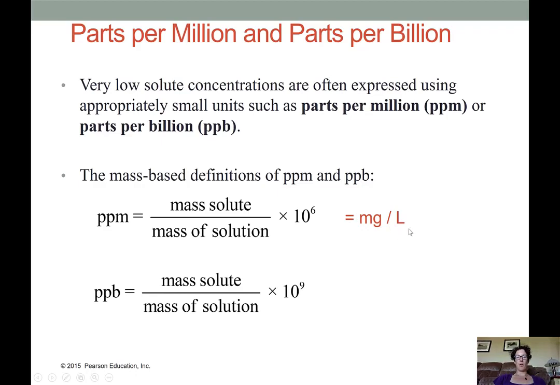Now, if we use a liter of water instead of a milliliter, we're dealing with 1,000 times greater amount in terms of our volume of solution. So 1,000 times smaller on our numerator and 1,000 times larger on our denominator means 1,000,000 times difference. So parts per million can be quickly calculated when we're talking about mass of a solid per liter of water.